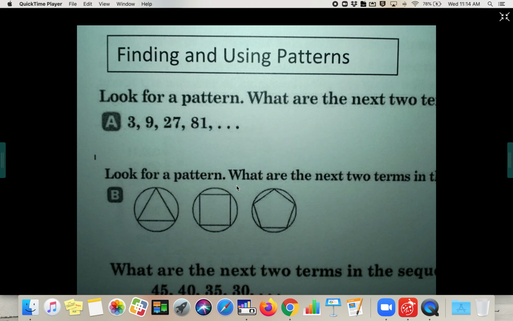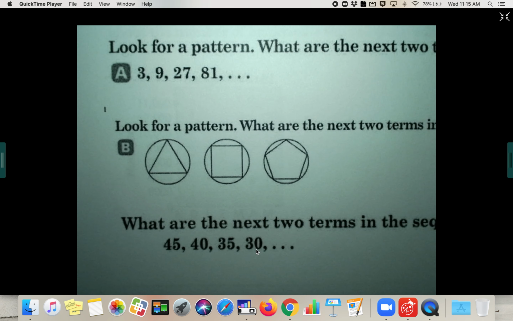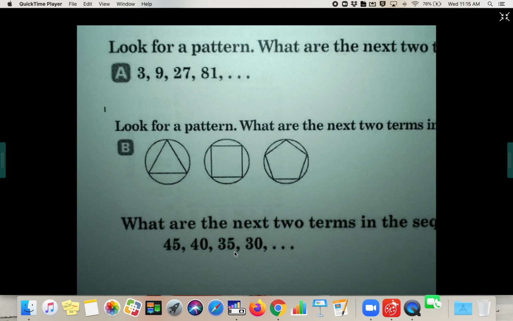Anytime you want to, pause this video and check, then fast forward and see if you did it right. But it's a good idea to think through these by yourself. So push pause and see if you can figure them out. Maybe go ahead and look at A and B, and the next one down here.